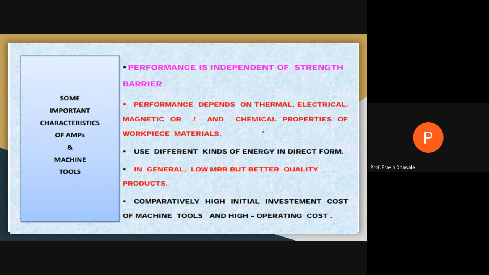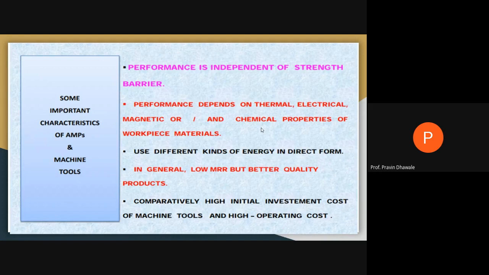But there will be certain limitations. Comparatively high initial investment cost is required for certain kinds of machine tools, and to operate such machine tools we require skillful workers. So operating cost is also more. Also, it requires certain accessories like coolant, abrasive particles, slurry, and pump. So operating cost ultimately will be more as compared to the conventional machining process.